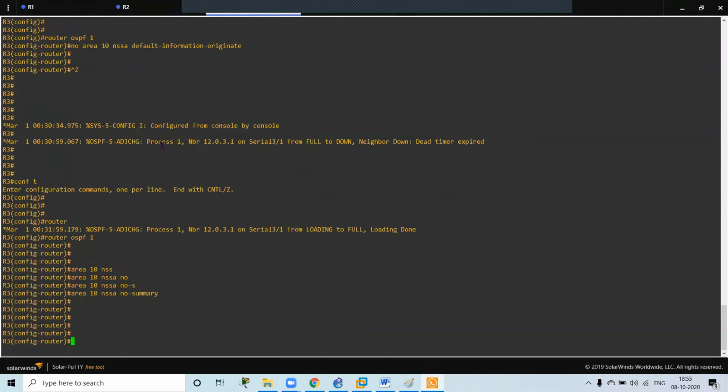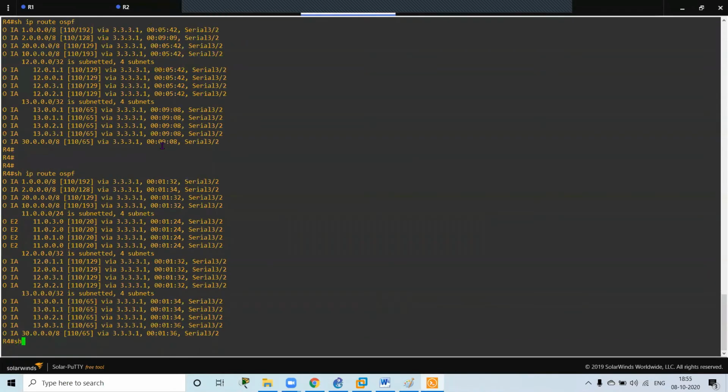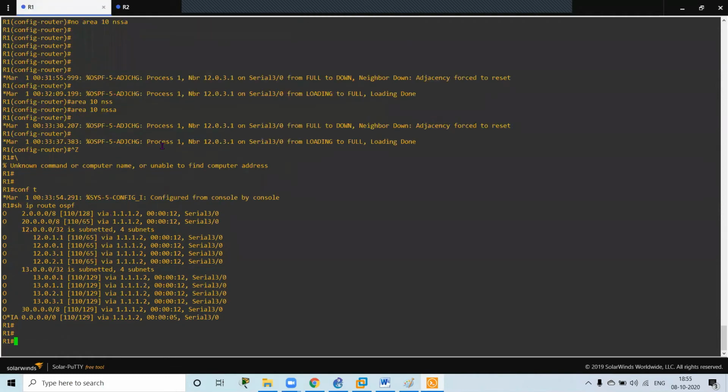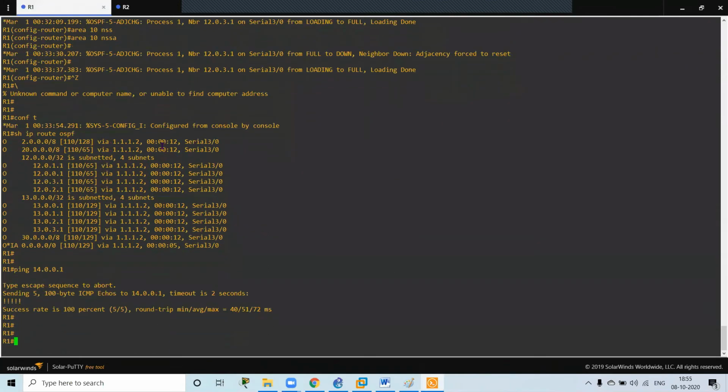If I go on R4, show IP route OSPF, I am getting the 11.network over here as E2 routes. Correct? If I go on R1 and try to ping the 14.network, I am able to reach it. This means the OIA route is for OIA and my E1 and E2 routes.